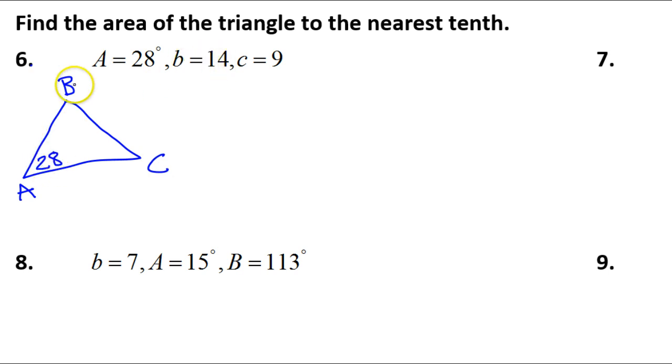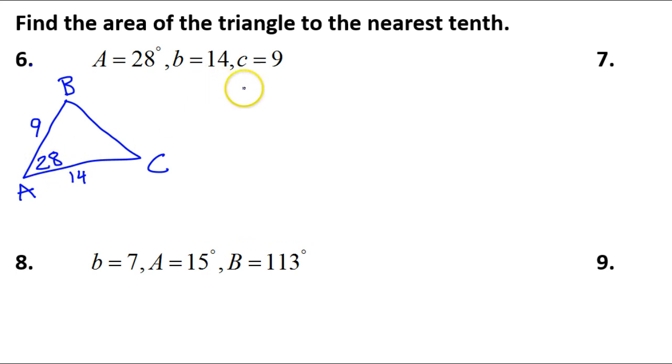Side B is 14. Side B is always across from angle B, so the 14 will go right here. And side C is 9. Again, side C is always across from angle C by convention, so I'll put the 9 right here. See how we have two sides and the included angle, the angle in between.